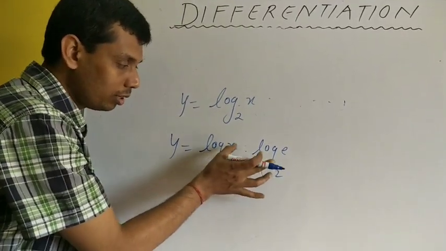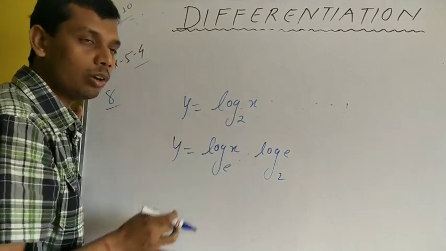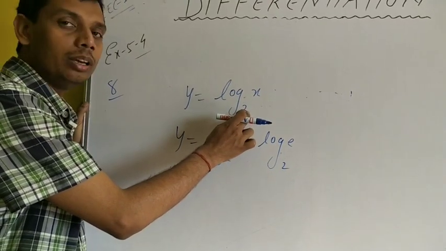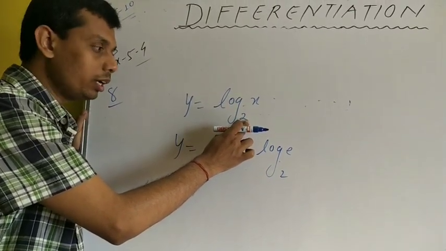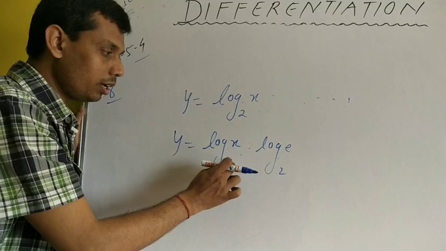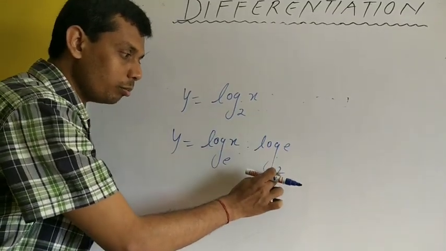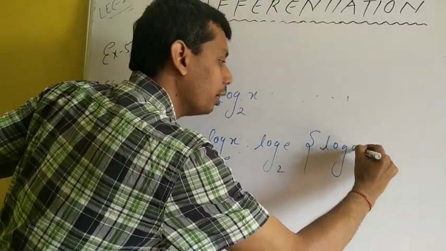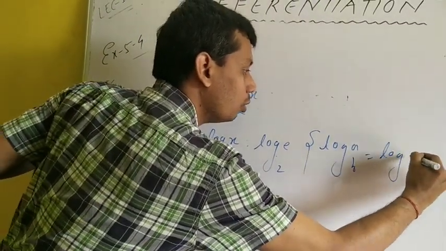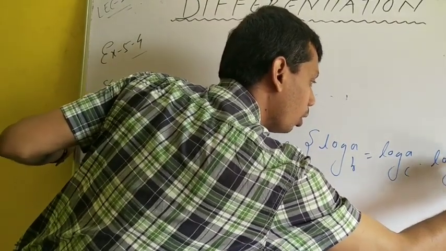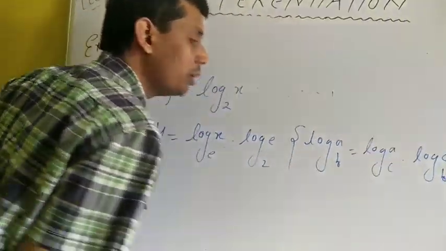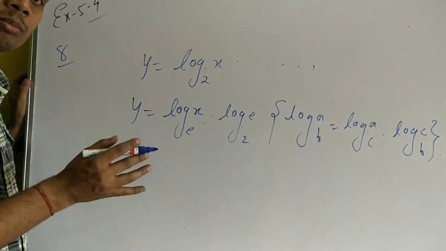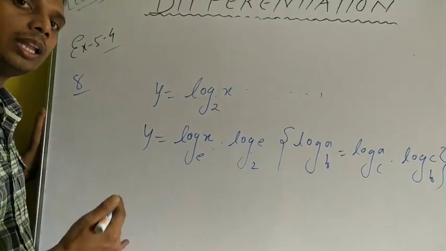This e and e will be cancelled, and we are left with log x base 2. This is the property that log a base b can be written as log a base c into log c base b. So using this property, first of all you transform the common logarithm into the natural logarithm, and then you differentiate.